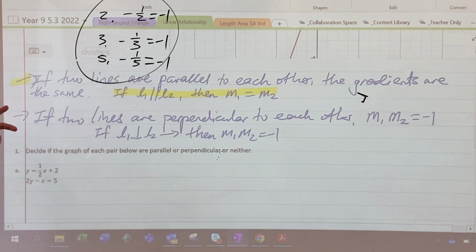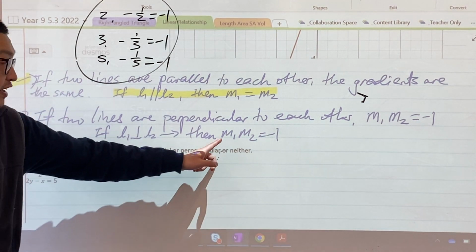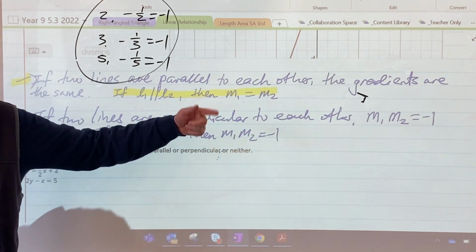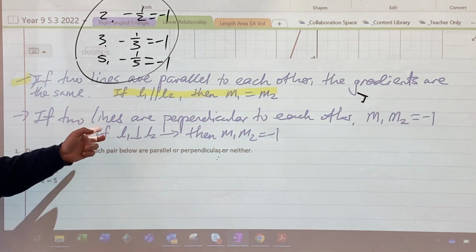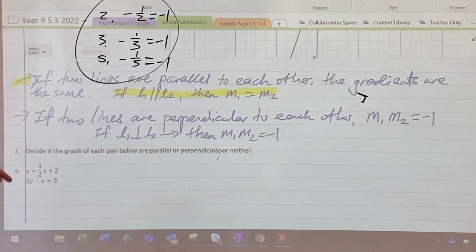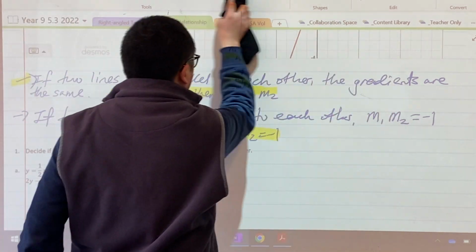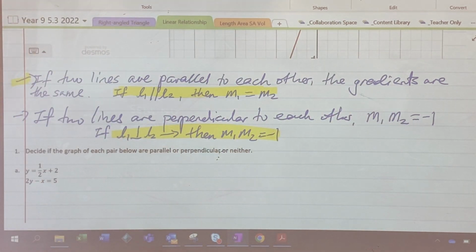Obviously, just like the parallel case, the other way around is also true. If m1 times m2 equals -1, now without thinking, we know the two lines must intersect each other at 90 degrees. So this one I've highlighted in yellow. You pretty much need to know it by heart. When I say by heart, I mean as a fact, or just must know. Okay, I'm going to do plenty of examples after this. Move on.